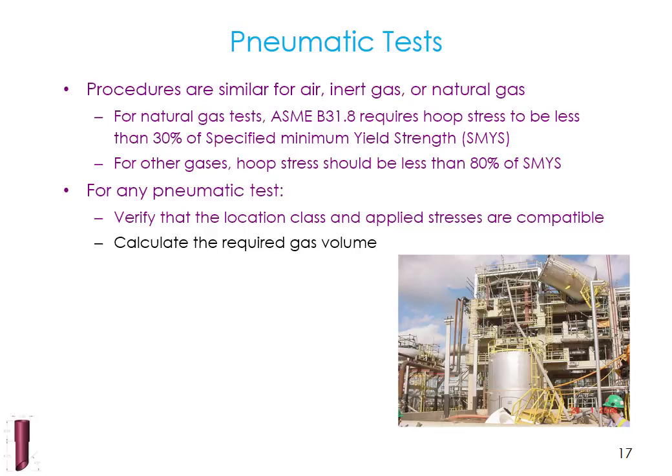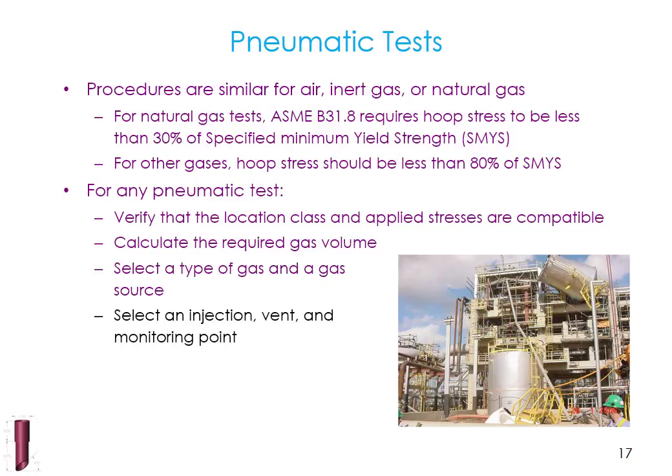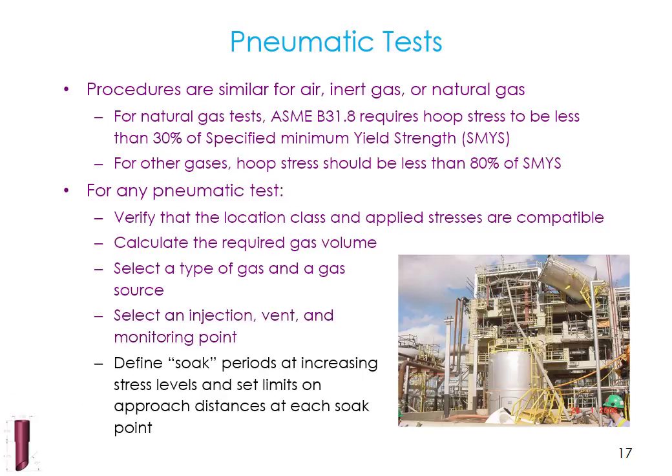You want to calculate the required gas volume. Select a type of gas and a gas source. You're going to bring in an air compressor, you're going to bring gas off of another natural gas line, or you're going to bring in bulk nitrogen. You want to select an injection, vent, and monitoring point. And you want to define some soak periods at increasing stress levels and set limits on approach distance at each soak point.